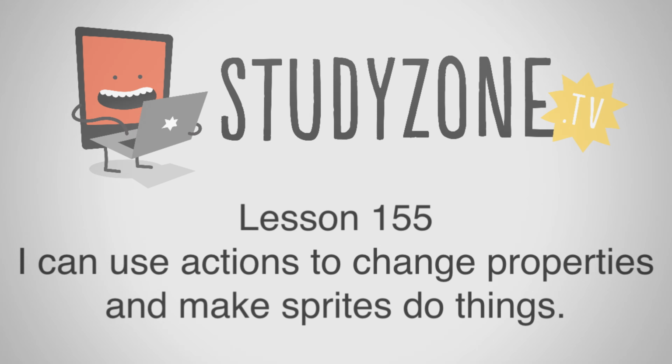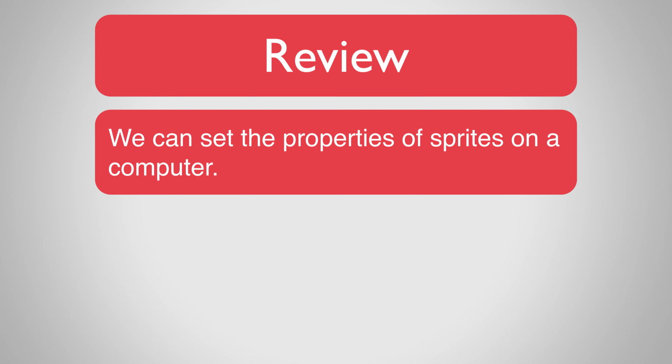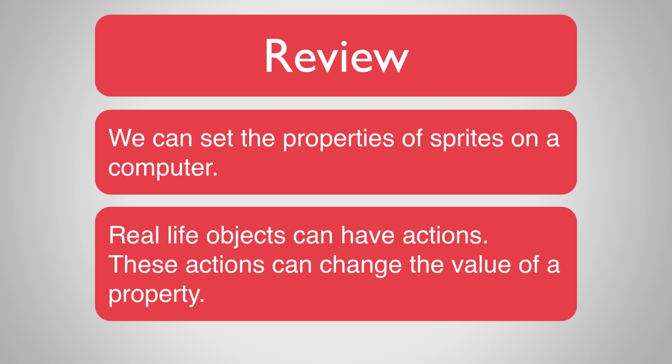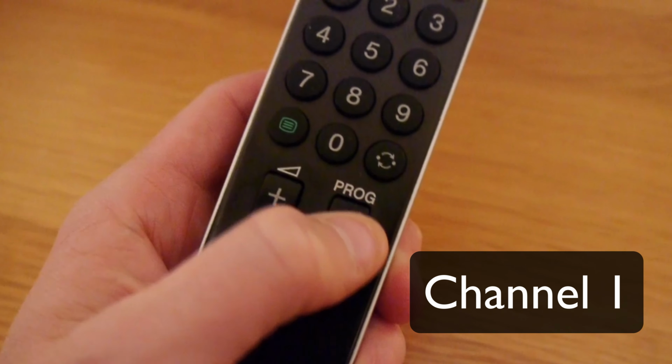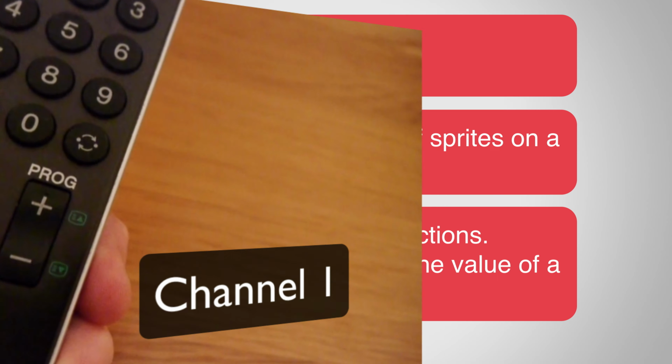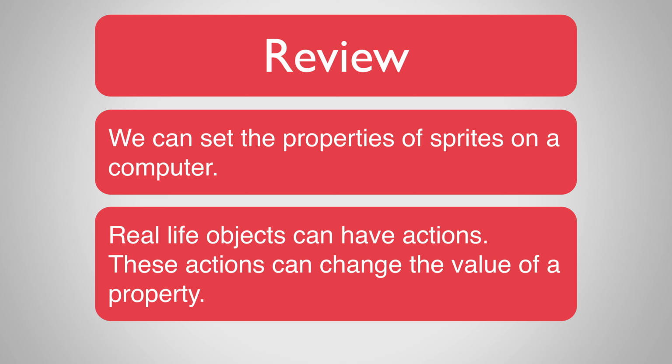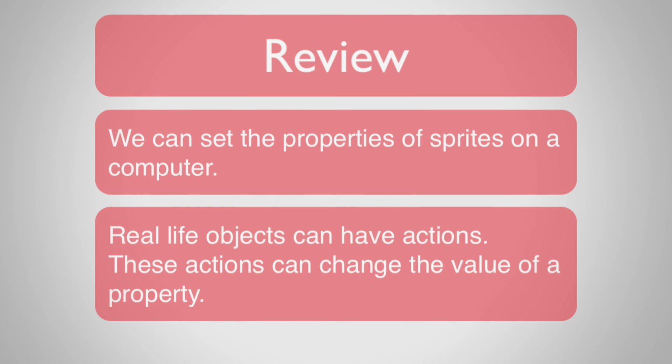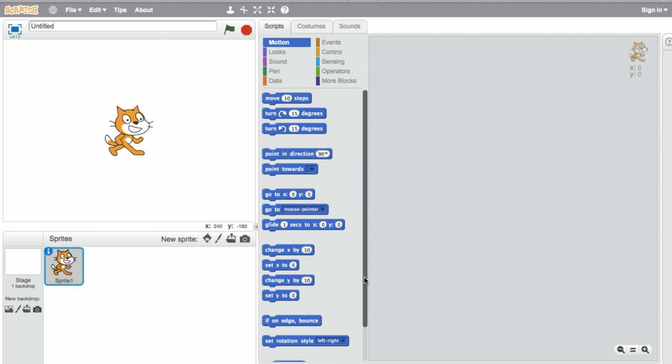In the last lesson, we learnt how we could set the properties of different objects, or sprites, on a computer. We've also learnt how real-life objects can have actions. For example, how a television can have the action change channel, which will alter the property channel. In this lesson, we're going to explore some of the different actions a computer sprite may have. Let's start by looking at how we can use an action to alter a property.